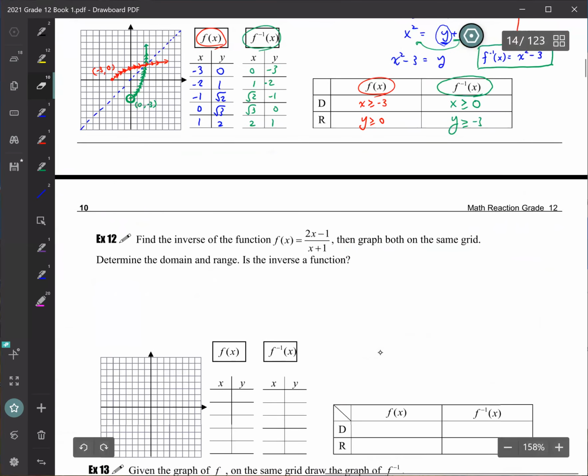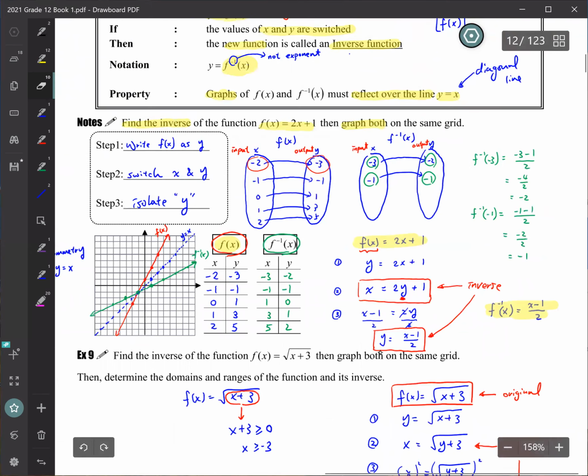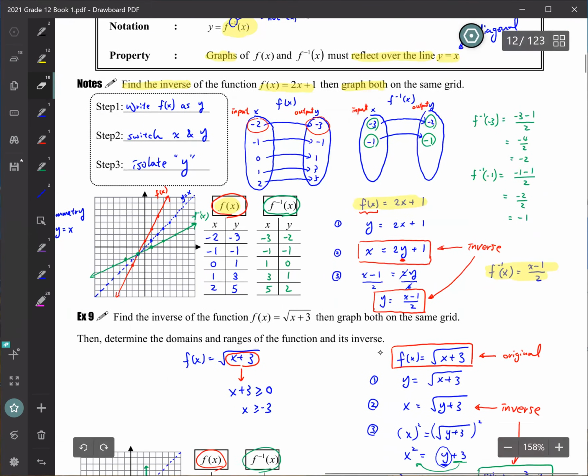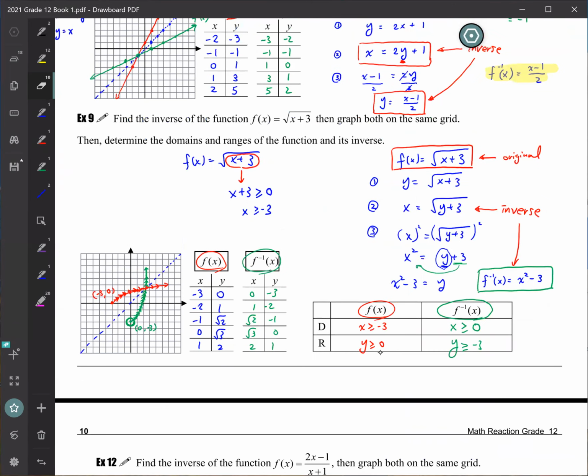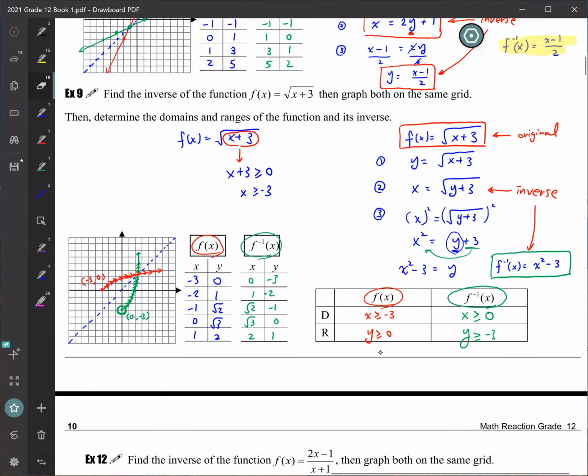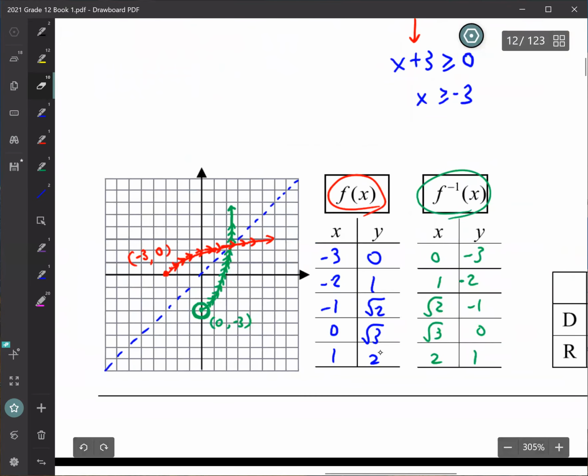So far we cover the linear, right? Straight lines, what inverse looks like will be linear. And question 9 is a radical, right? It looks like a parabola. So by the way, since we mentioned parabola, this green graph is only half of the parabola, right? For the parabola, it's like a U shape, right? This one.